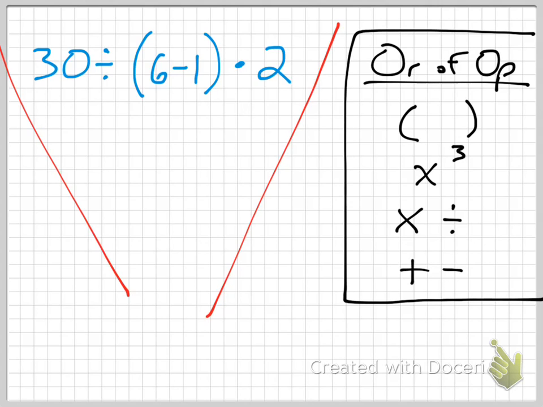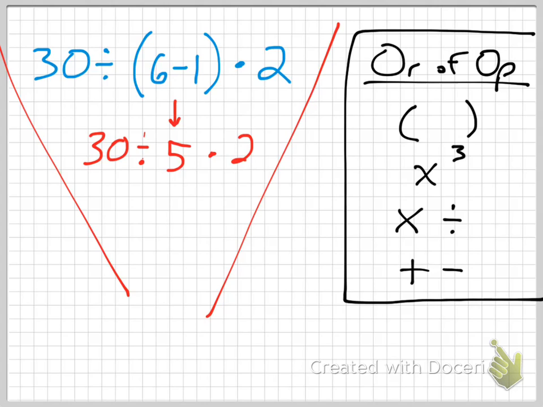Okay? The first one is 6 minus 1. It's in parentheses. What is 6 minus 1? 5. Since it's the only thing in that parentheses, the parentheses goes away. It disappears. 6 minus 1 is 5. Bring down everything else. 30 divided by 5 times 2.